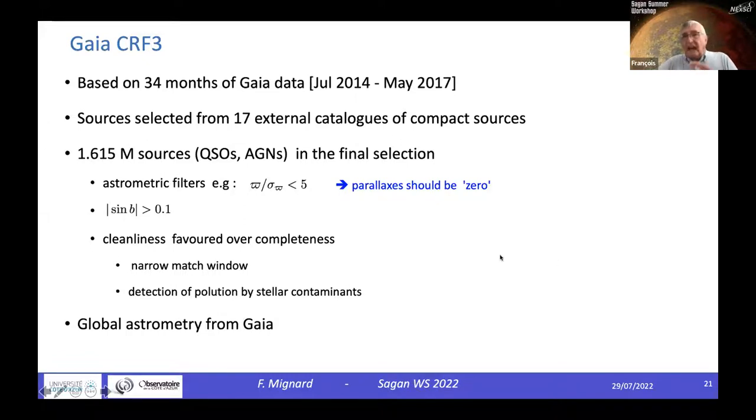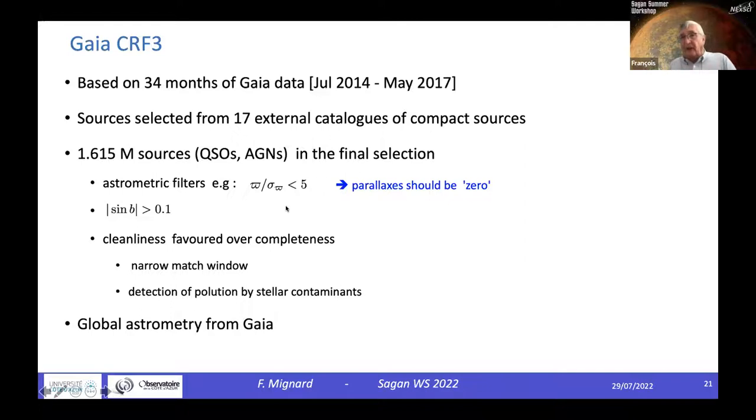Sources selected from external catalogs. Gaia has the capability for the future to make its own recognition of quasars. At the moment, this software possibility is not good enough to select a properly clean sample. It can select a comprehensive sample, but not a clean sample. So it's done by using external catalogs for which quasars have been identified by various algorithms. We have at the moment 1.6 million QSO and AGN sources in the final selection. So it's a different world from radio, which is limited to 4,000 sources.